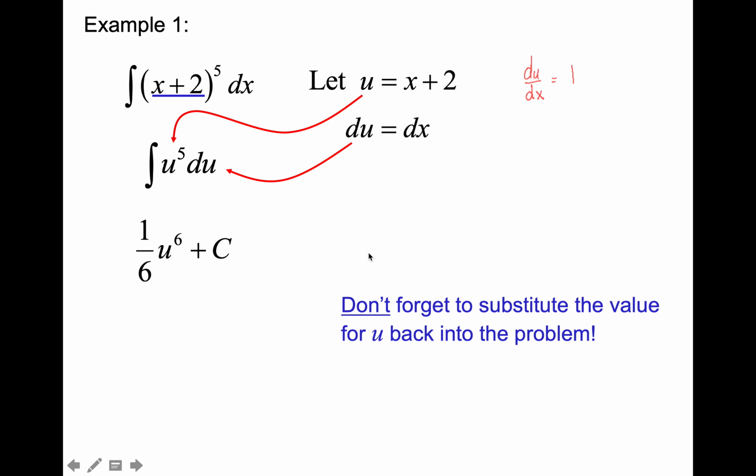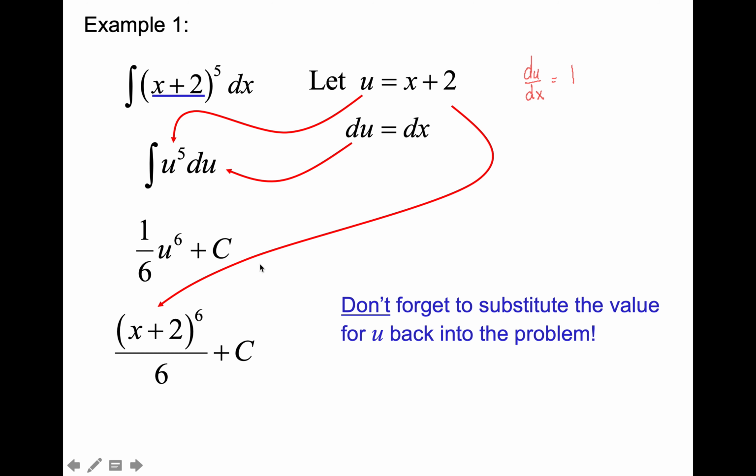And then don't forget to substitute the value for u back into the problem. Remember, it wasn't really a u, it was an x plus 2, so you would substitute it back in, and then you would have your answer. So that is an example of using u substitution.